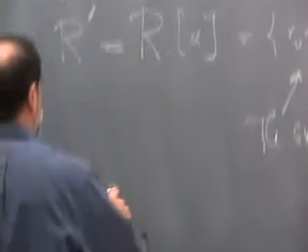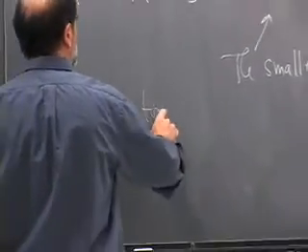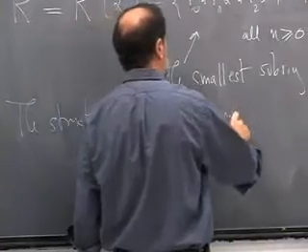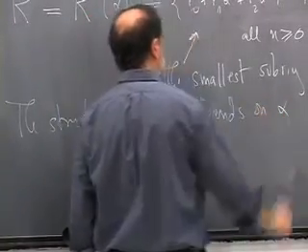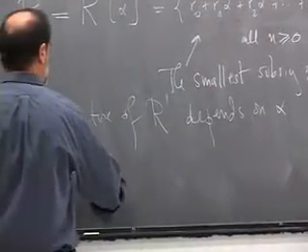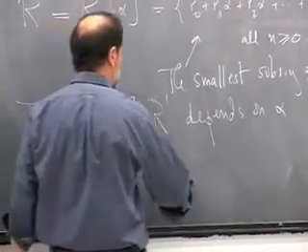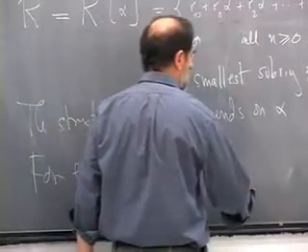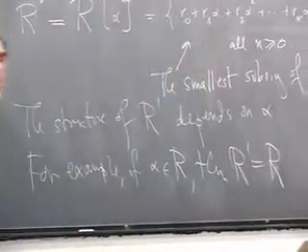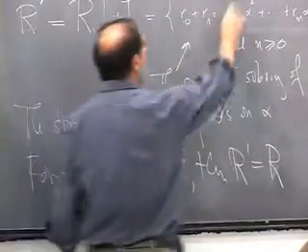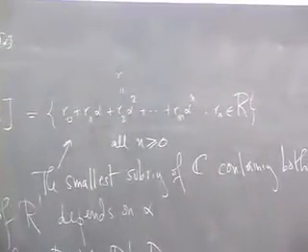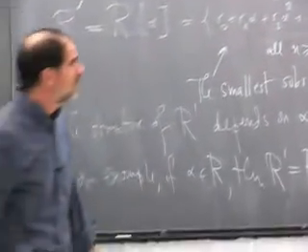The structure of R prime depends on alpha. For example, this is stupid. If alpha is in R, then R prime is just equal to R. Namely, all these polynomials were already in R, so this gigantic thing could just be written as R. Okay? That's the first observation.